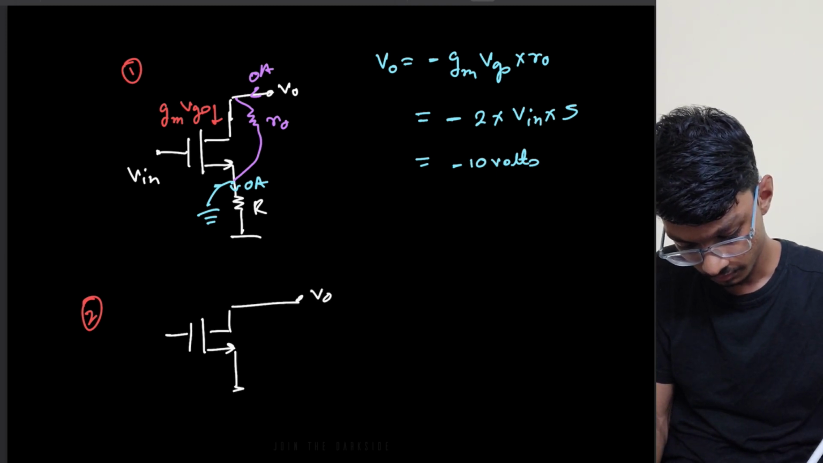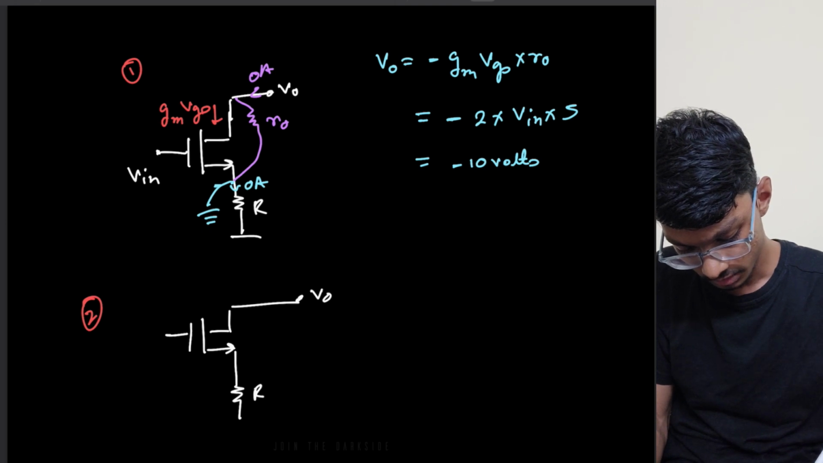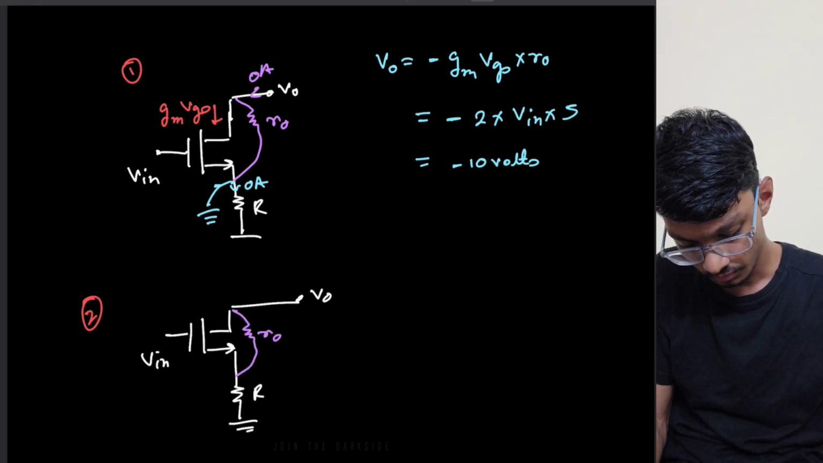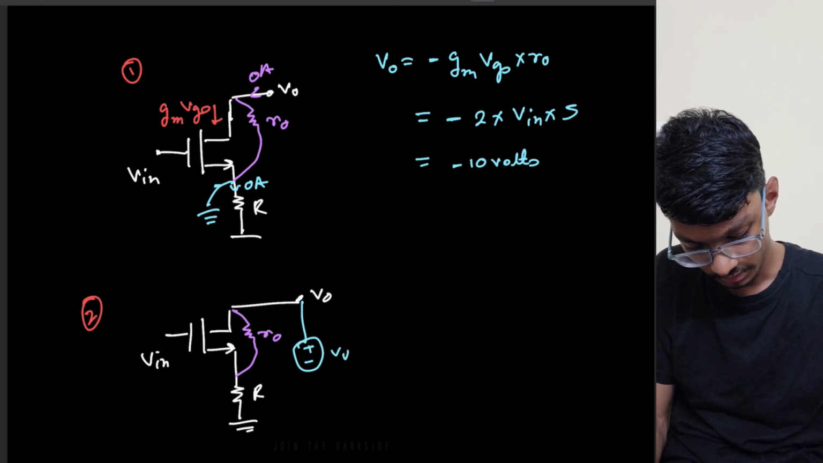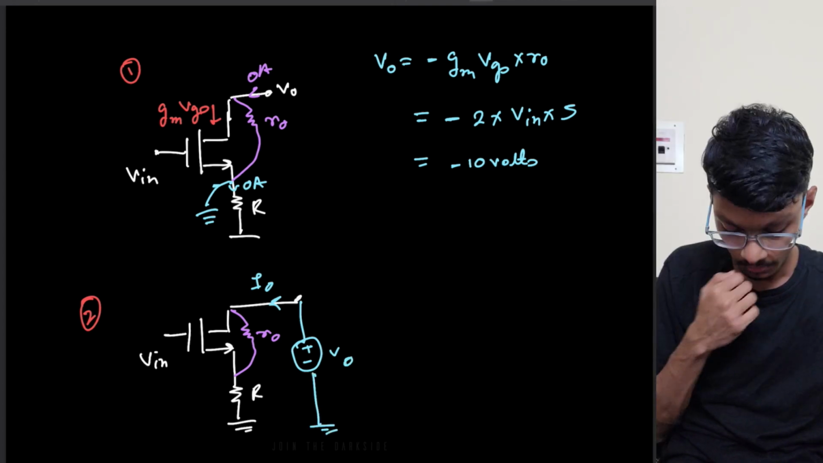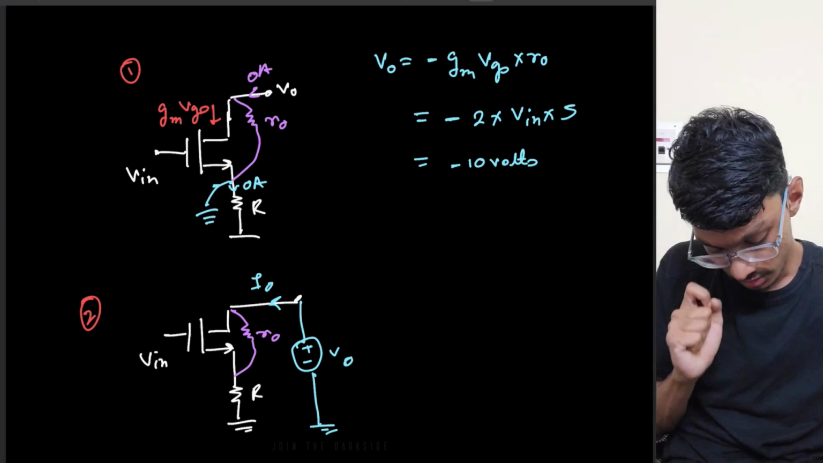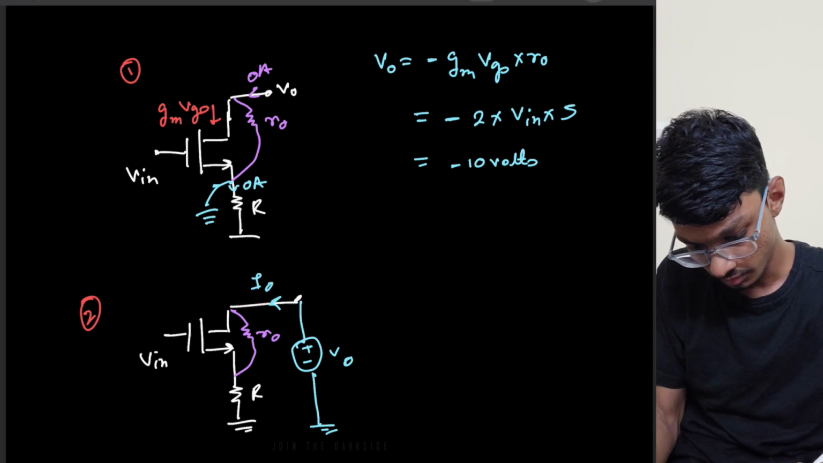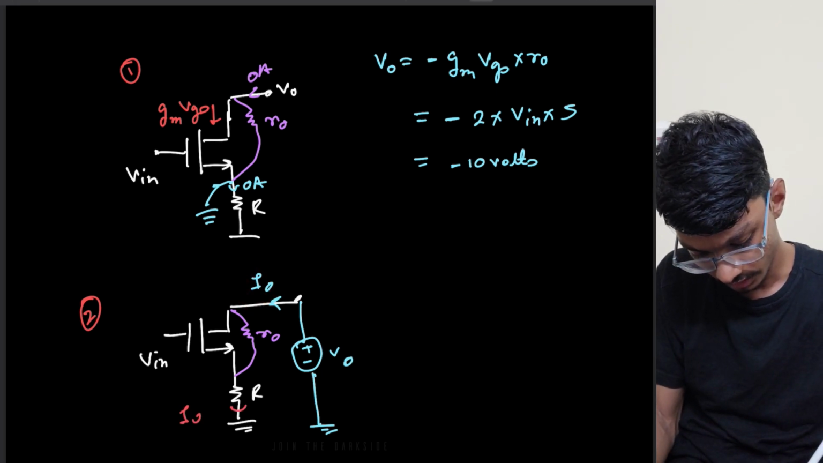this is VO, this is R, this is V in, and we have one output resistance of the MOS, RO. So here this is not 0 amps of current. We are applying some voltage VO, and we are measuring the IO current. So what is the current? Here we can see this whole IO current, again the same concept, is flowing through here only.